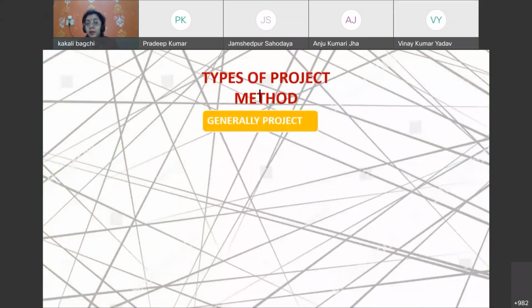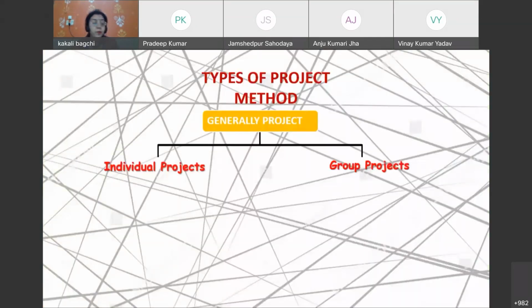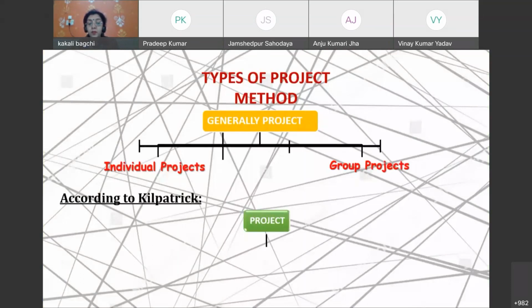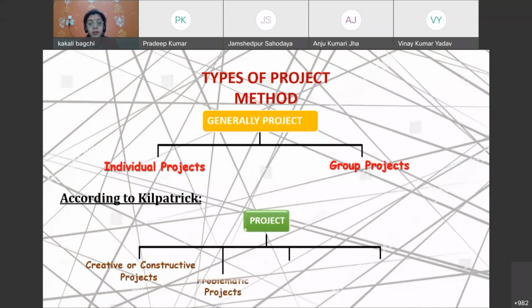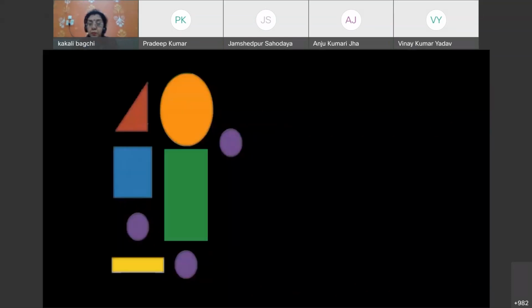So broadly speaking, there are 2 types of projects, individual project and group project. But Kilpatrick has said there are 4 types of projects, thinking more minutely: a creative project, problematic project, artistic project, and drill project. We are dealing with every type of project.